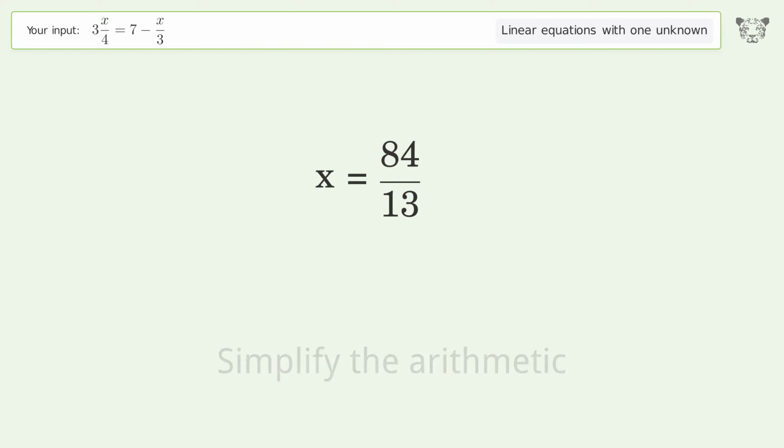And so the final result is x equals 84/13.